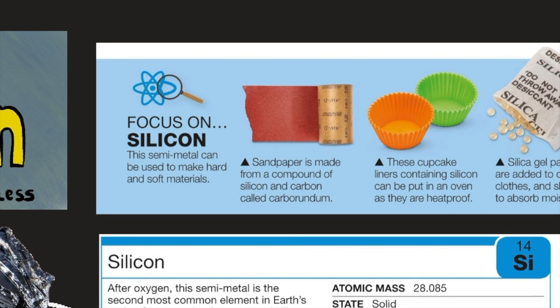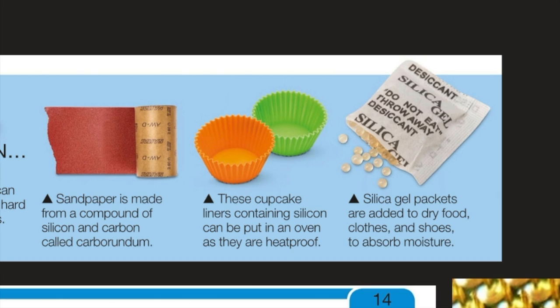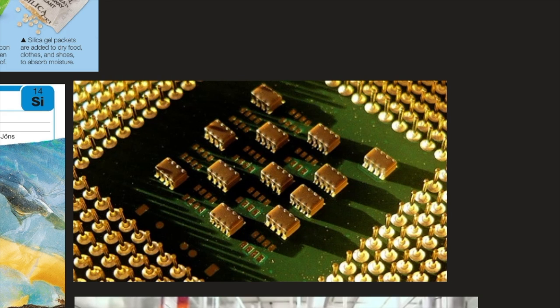The semi-metal can be used to make hard and soft materials. Sandpaper is made from a compound of silicon and carbon called carborundum. These cupcake liners containing silicon can be put in an oven as they are heat-proof. Silica gel packets are added to dry food, clothes, and shoes to absorb moisture, which is very useful. We even find them in beef jerky. Here's an image of a silicon chip. We will discuss how it's made specifically and its various properties shortly.